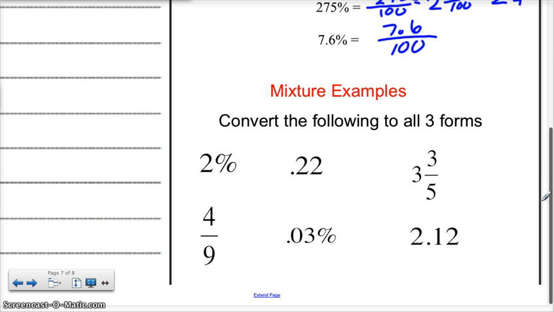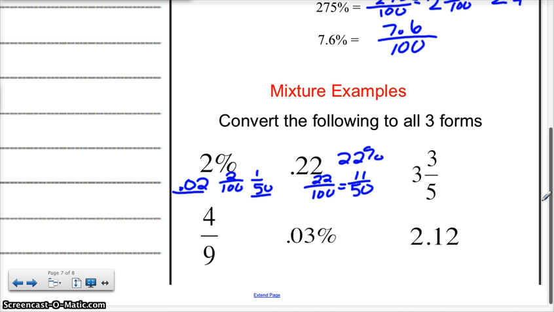All right, 2% is 0.02, which is 2 out of 100, which is 1/50th. I usually go from the percent to the decimal, then decimal to fraction. 0.22 is 22%, which is 22 out of 100, 11 over 50. 3 3/5 is 3.6, which is 360%, and that's it. That's all I had to do for that one.